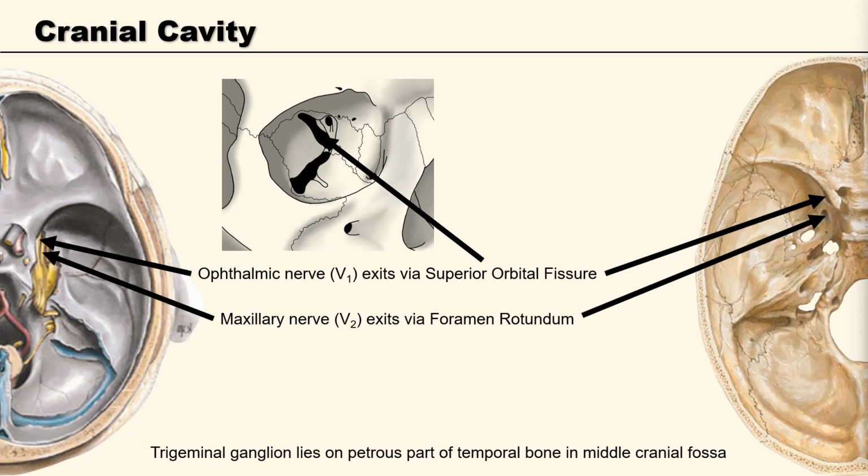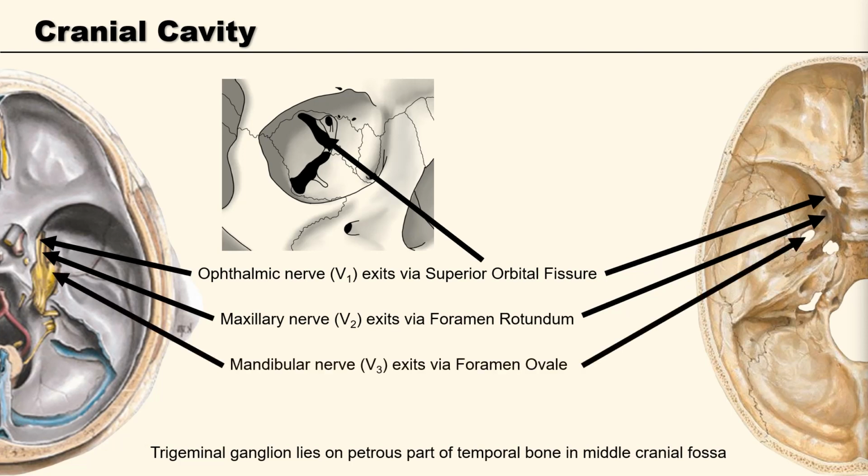The mandibular nerve travels most directly downwards to pass out of the skull through an oval-shaped opening called the foramen ovale. The motor root of the trigeminal nerve travels through the foramen ovale as well. Again, this foramen is best seen in the right-hand picture.